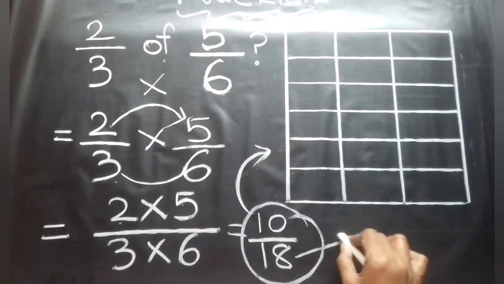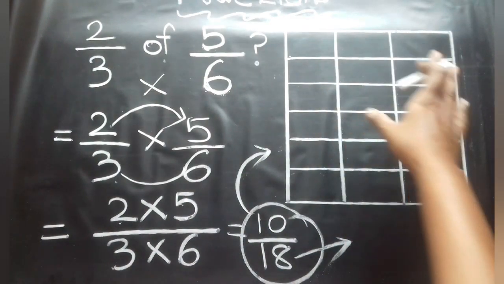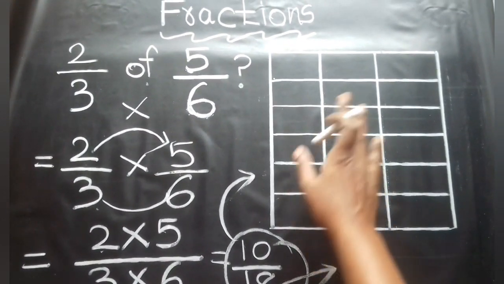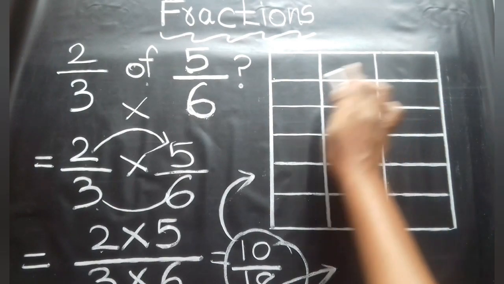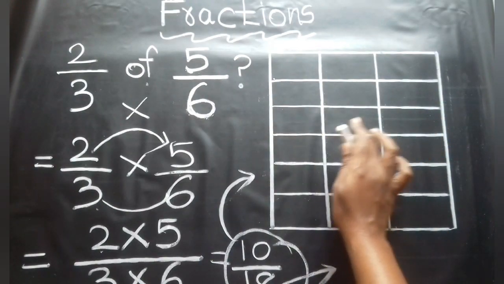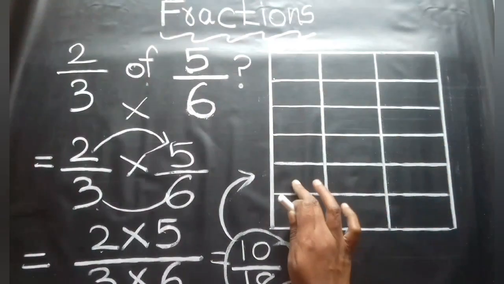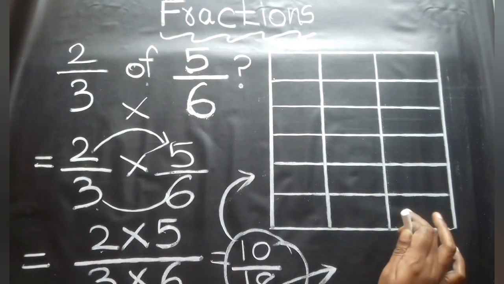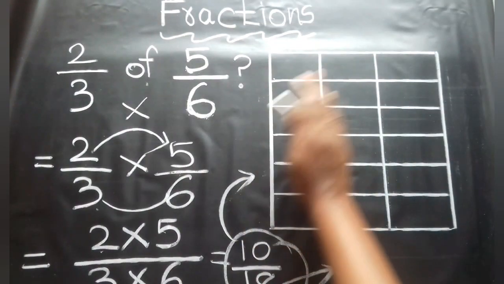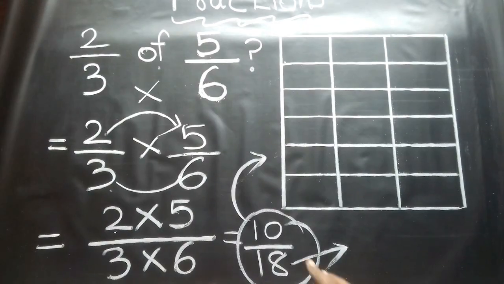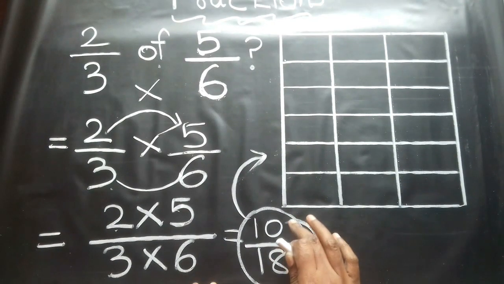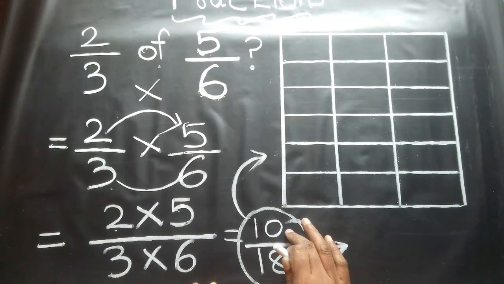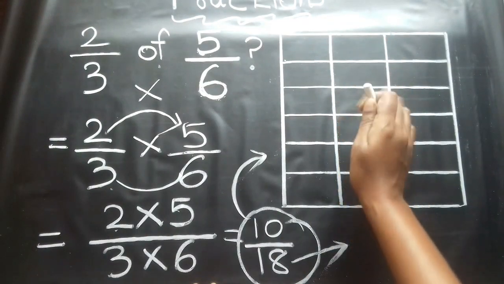Now we are going to represent the fraction 10 by 18 in this picture. In the denominator we have 18, which means one whole is divided into 18 equal parts. Let's verify it. 1, 2, 3, up to 18. We have 18 equal parts. In the numerator we have the number 10, which means the parts to be considered here is 10. We need to shade 10 parts.